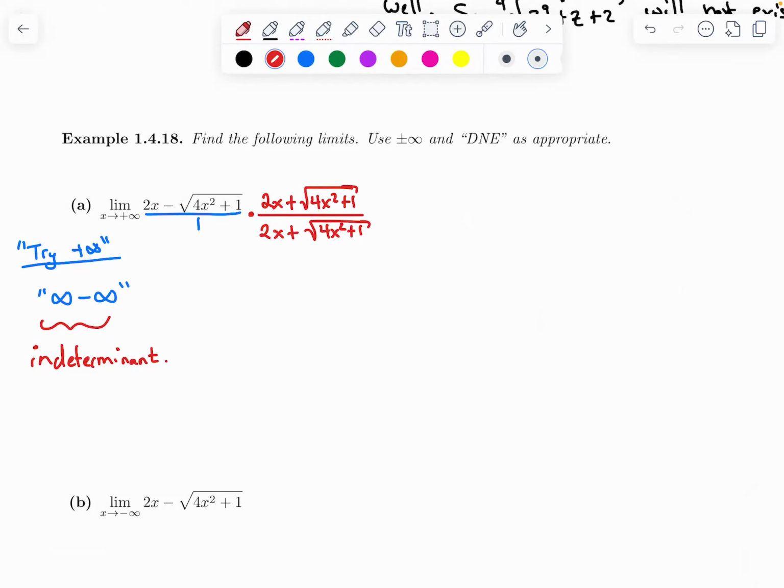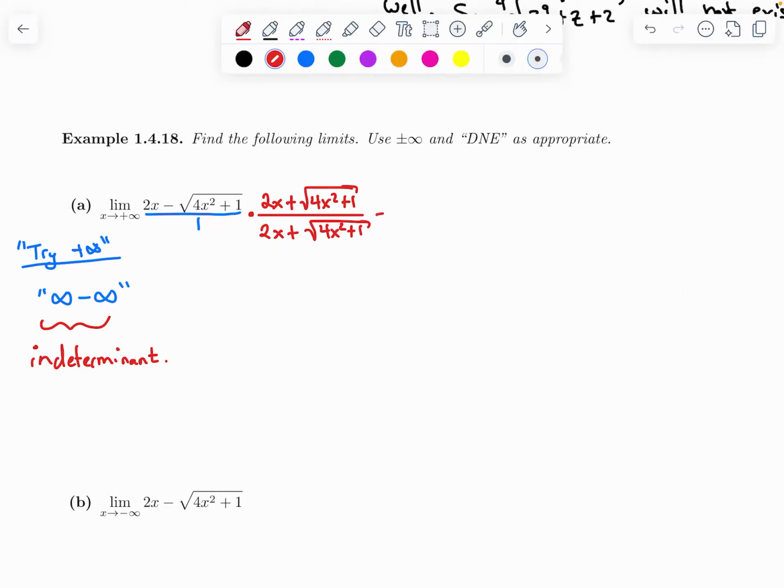That would allow us to take care of the radical, at least in the numerator. Now, yes, we have a radical in the denominator, but the good thing is that this is 2x plus the square root of 4x squared plus infinity. It's no longer infinity minus infinity. At worst, it's infinity plus infinity, which is infinity. So we have taken care of the fact that we're dealing with infinity minus infinity, and we'll see what happens now.